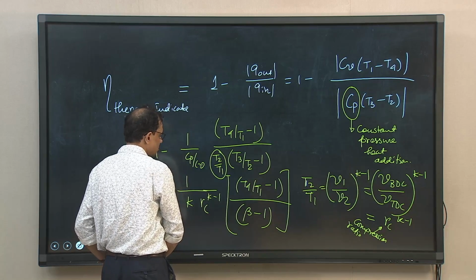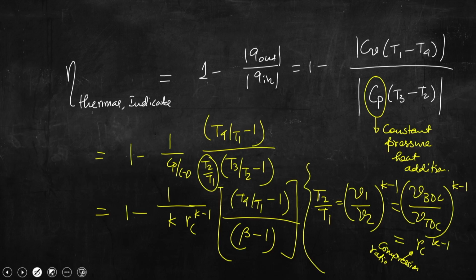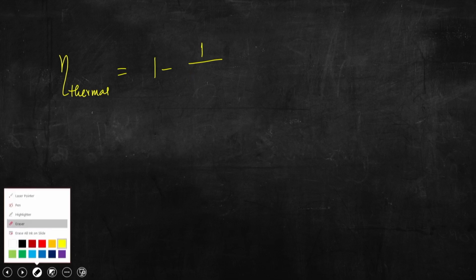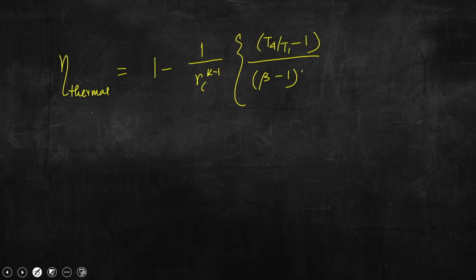Now, if we just write this one step further, then we can write eta thermal equal to 1 minus 1 upon k, or we can write this as r_c^(k-1), (T4/T1 - 1) divided by (beta - 1) into k, right. This is what we can write.